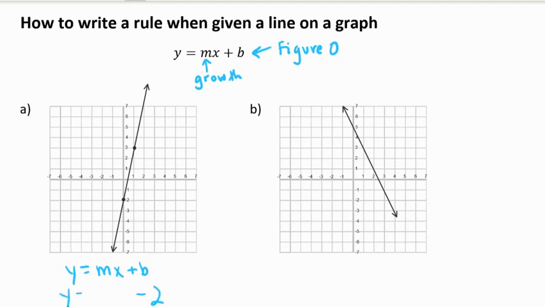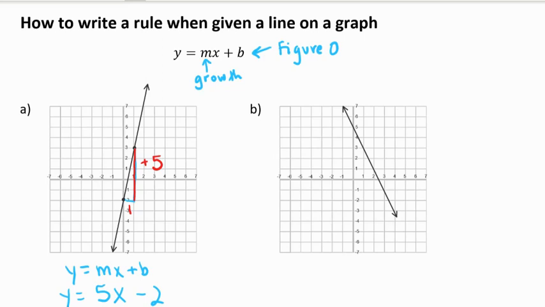And then for my growth, I'm going to draw a growth triangle. Okay, so remember, when you're looking for your growth triangle, you're looking at the growth from figure 0 to figure 1 and then 1 to 2. So I can see here that when I go over 1, I go from figure 0 to figure 1, then I'm going up 1, 2, 3, 4, 5. And so I know that my growth is 5, so that will go right here in my equation. So my final equation is y equals 5x minus 2.